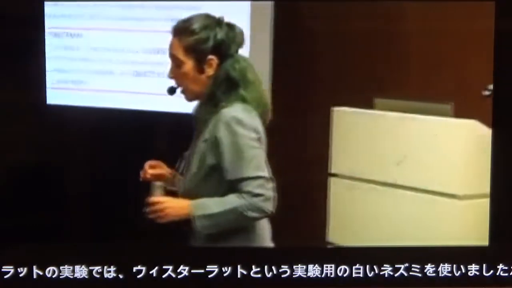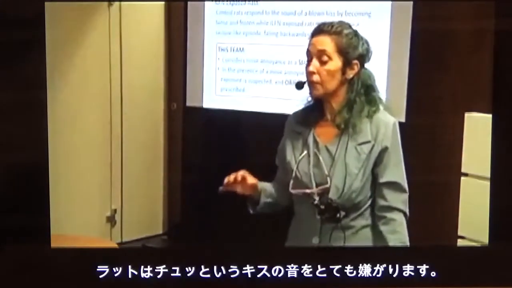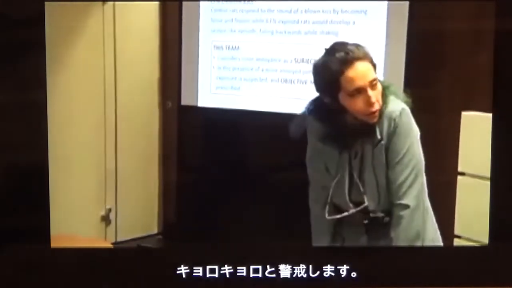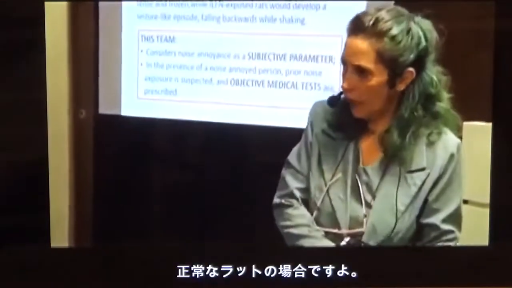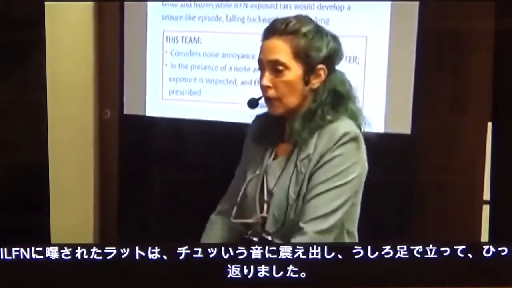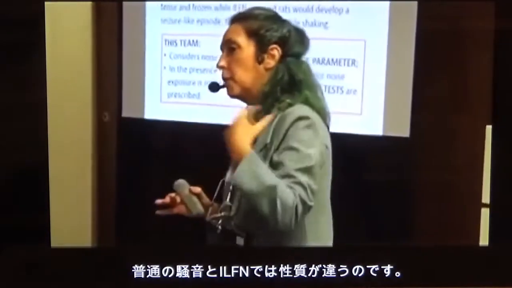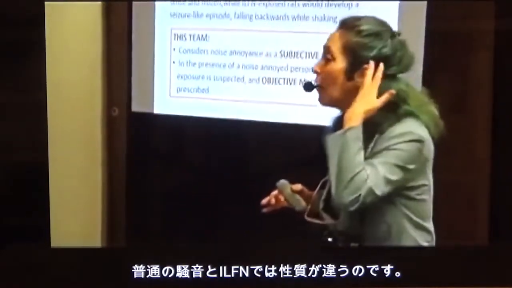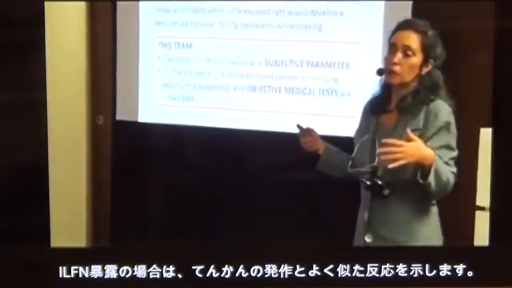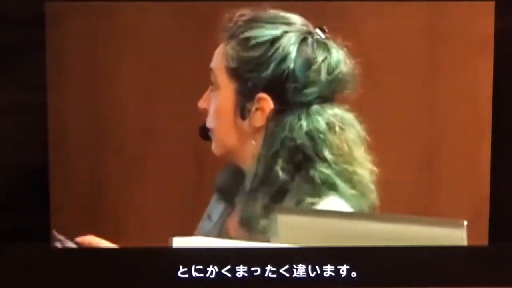In the rats, the Wistar rat, the white rats usually used for research, when you make the sound of a kiss, like that, they don't like it. They get tense. Normal rats. When you do this sound to noise-exposed rats, they start shaking, they get up on the two legs and they fall backwards. Different profile from infrasound exposure or sound exposure. And of course, in terms of interpretation, it is very similar to an epileptic-like seizure that the rats are having after exposure. So it's very different.